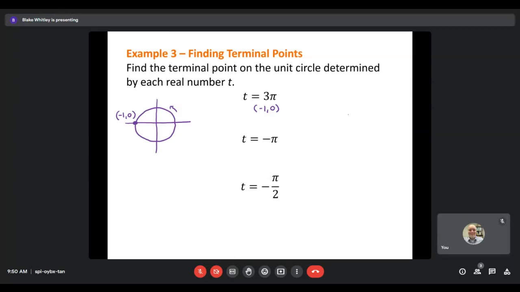All right, now the next one. This time we're going -pi. Well, because we're going negative, we know we're going to go in a clockwise direction. Pi is only going to take us halfway around, though. So we're going to go around like this, and we're going to end right over here. So again, we need to think about our terminal point. Since the radius of our unit circle is 1, this is actually going to be -1, 0 again. And so we get the exact same terminal point we got for the first one.